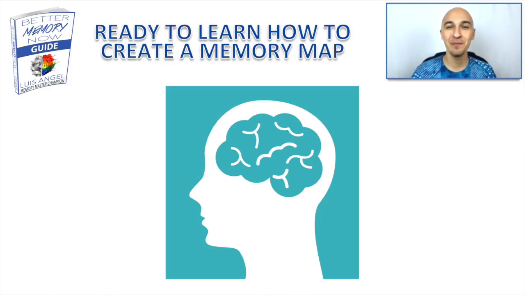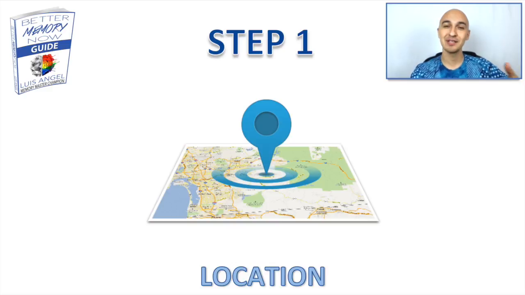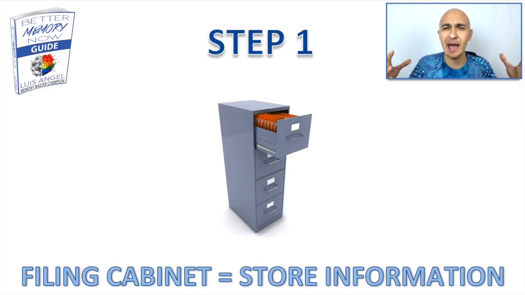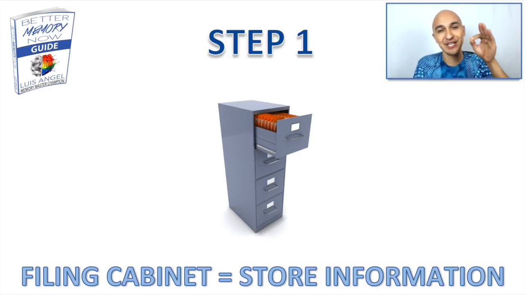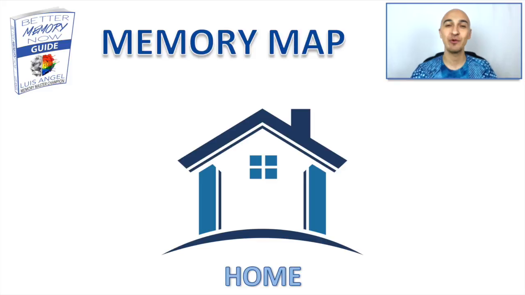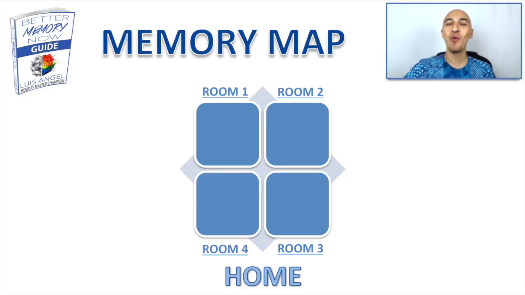Let's go ahead and create your own memory map so you can start your journey to becoming a memory master. The first step along this process was a location. We need to create those right now, and they act as filing cabinets. So you store information nice and neat so that you can retrieve it easily later on. The first few locations that we're going to create are inside of your home. So now I'm going to walk you through this process.